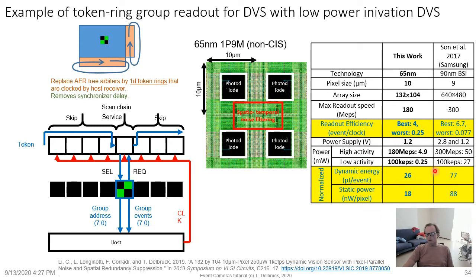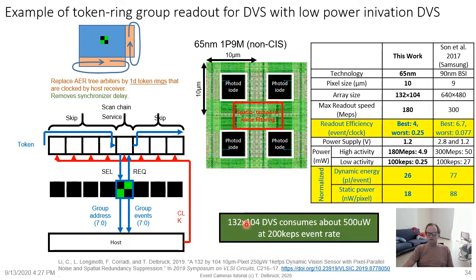But the way you really compare this is by per-pixel energy. So the dynamic energy of sending out the events is 26 picojoules per event in this sensor, which is about a quarter of the Samsung level. And the static power, nanowatts per pixel, is some function of the biases, of course, but it's also smaller than the Samsung sensor.